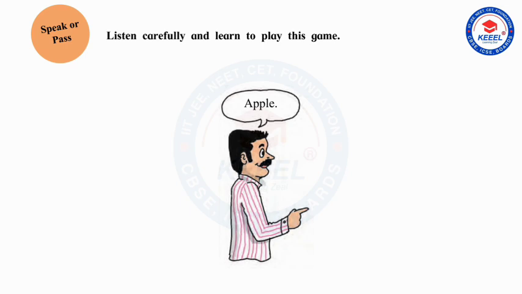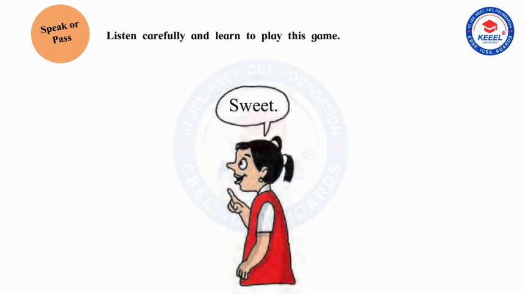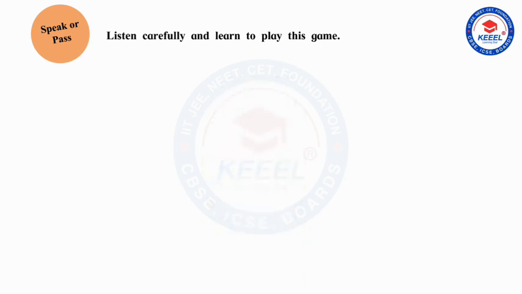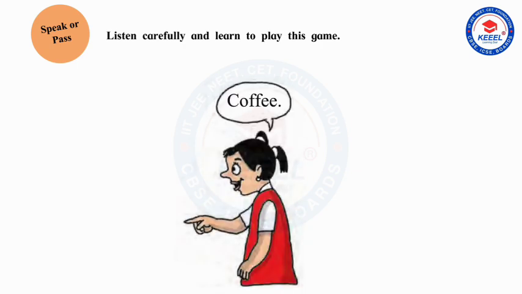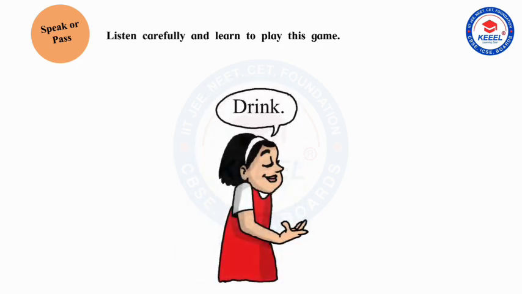Apple. Smita: Sweet. Points to Neha. Coffee. Neha: Drink. Neha points to Swapnil.